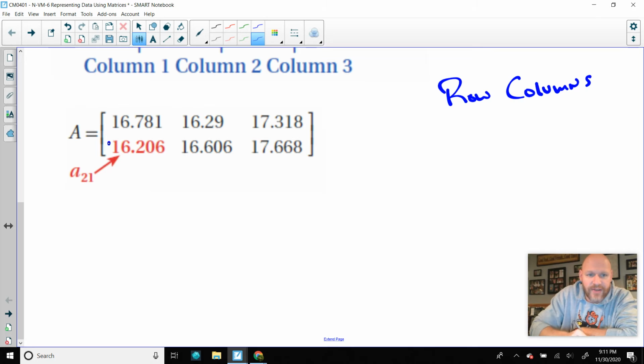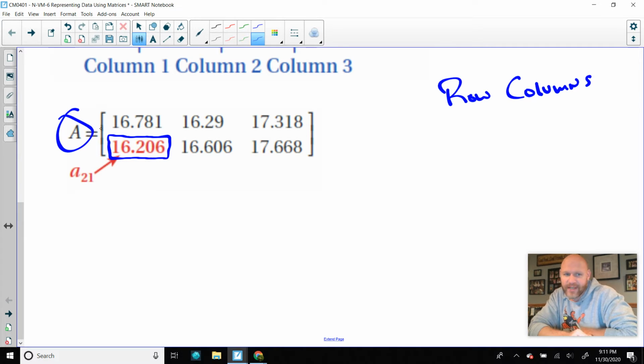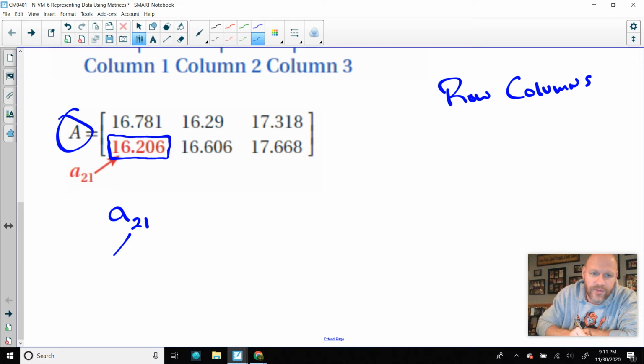So this number right here, 16.206, is an element in the matrix. The matrix is a capital A, so we're calling it matrix A. And the address of 16.206 is going to be a lowercase a with a 2 and a 1, which is referring to row 2 and column number 1.